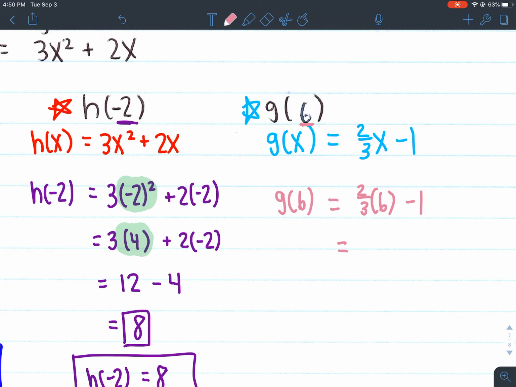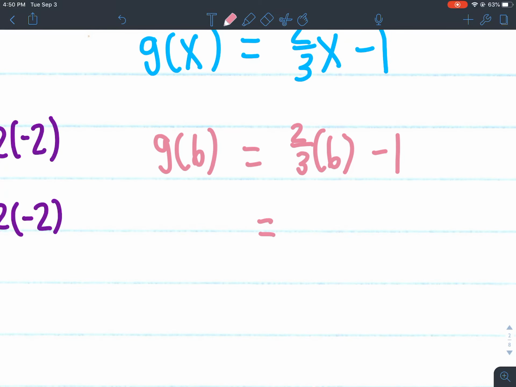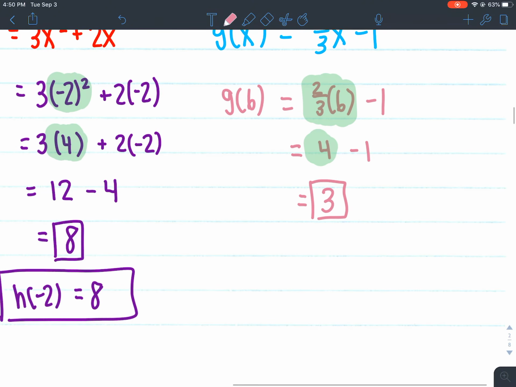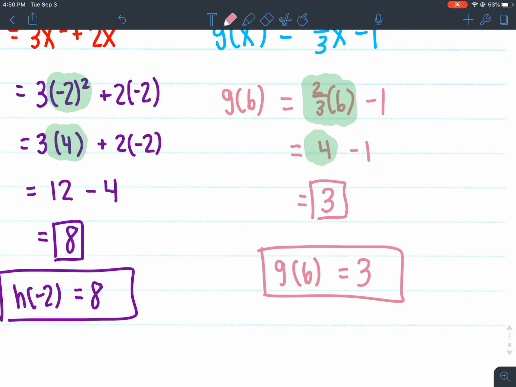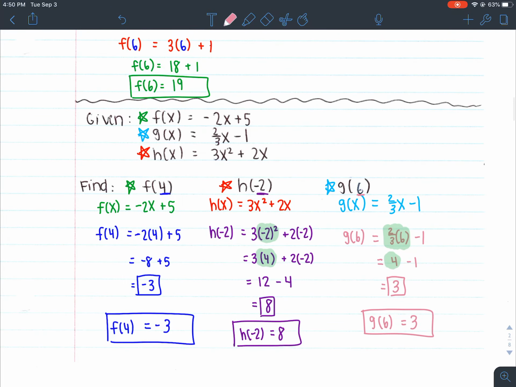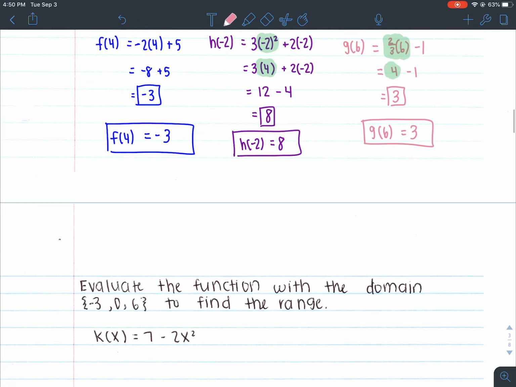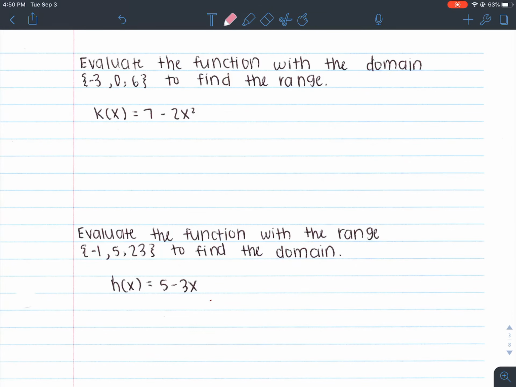Sorry, my hand's like rubbing against the table. It's making noises. All right, 2/3 times 6 is 4, and then I have minus 1. And then that's going to equal 3. So g of 6 equals 3. So that one wasn't too bad. All right, so that's what we're doing basically here. If you're given a function that says f of something, you're going to take that something and plug it into that function.